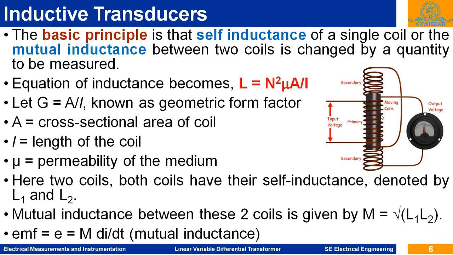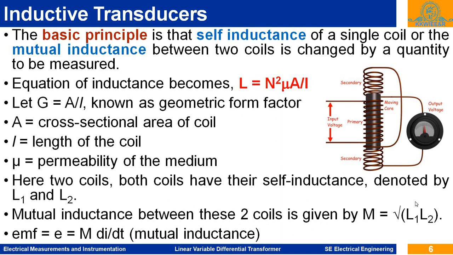Mu R is the relative permeability, and mu 0 is the permeability of free space. So this mu is the permeability of the medium. Here there are two coils. Both coils have their self inductance, denoted by L1 and L2, and these two coils also have a mutual inductance between them.